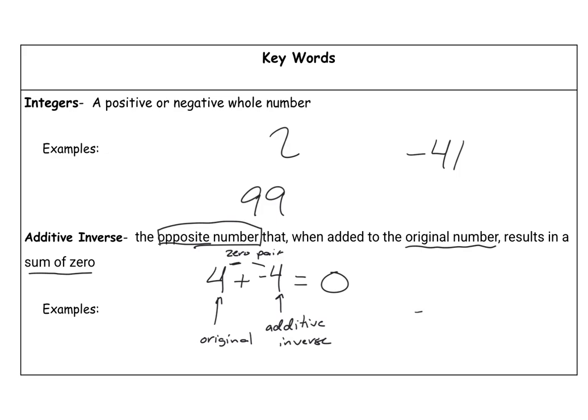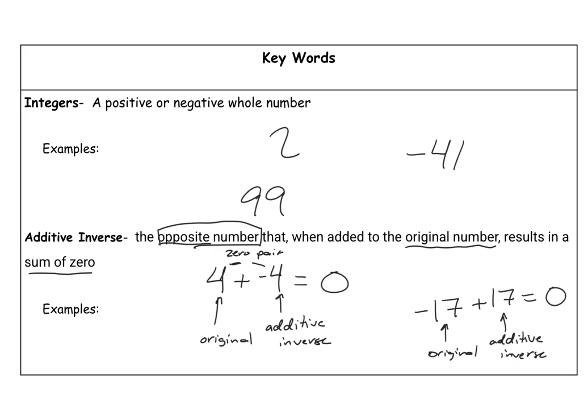Okay, I can also do that with a negative number starting. Right? If I start with -17, I want to add something to it to get to 0. That would be an additive inverse. Well, in this case, I need +17. -17 was my original, and +17 this time becomes my additive inverse. Okay, additive inverses are not always negative. Okay, they're not always positive. It just depends on where you start.